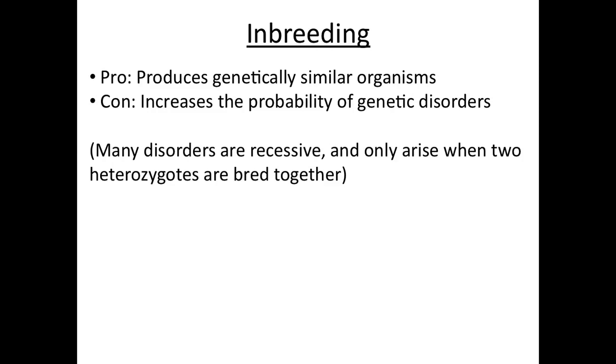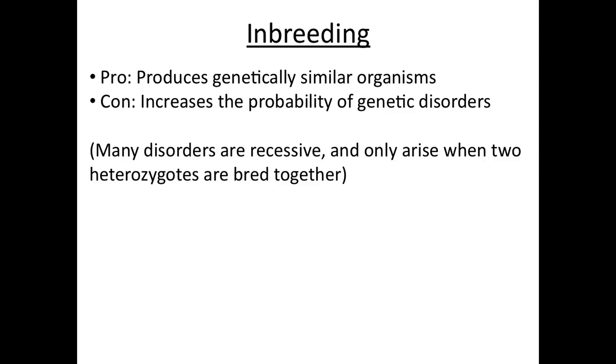The benefits of inbreeding is that it helps us produce genetically similar organisms, specifically organisms with a specific function that's useful for us. So back to the corn example or the strawberry example, we were able to get food crops with higher yields of food. The cons is that it can increase the probability of genetic disorders.